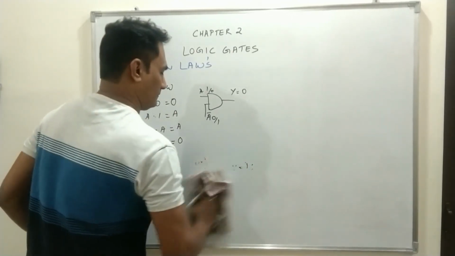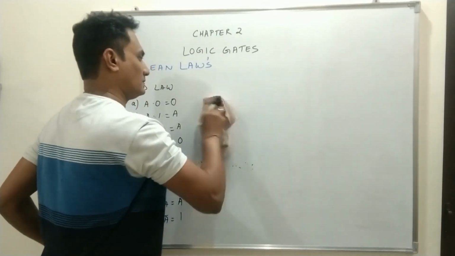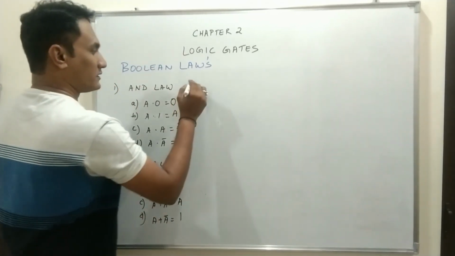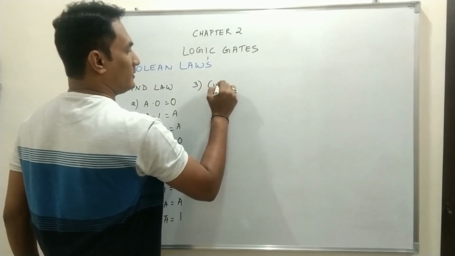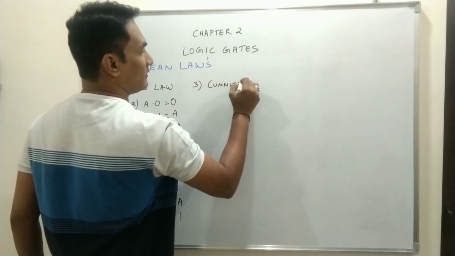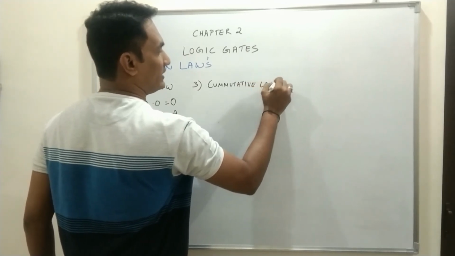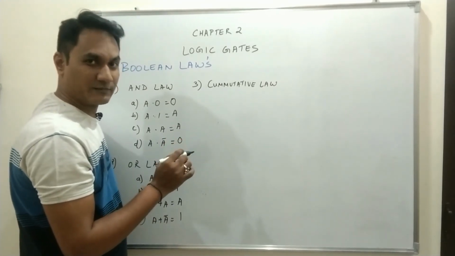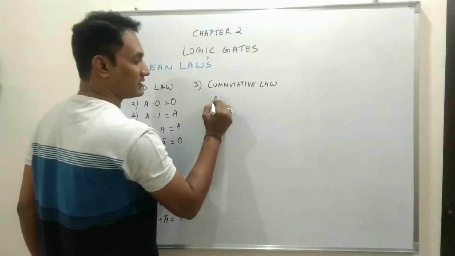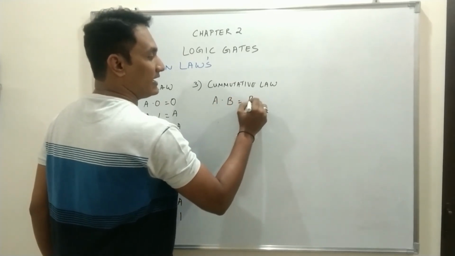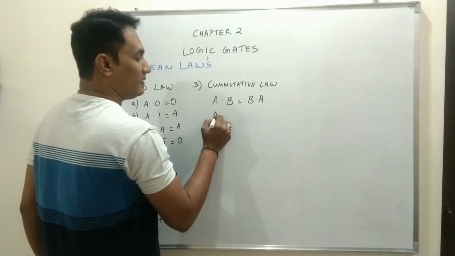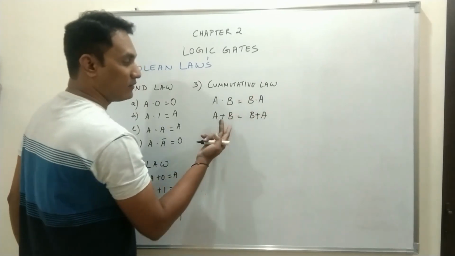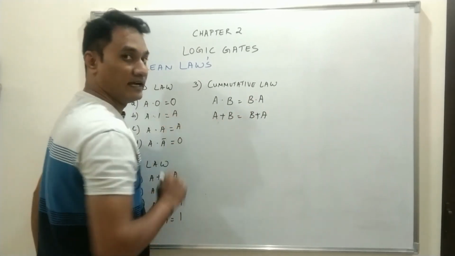Then the third law is called as commutative law. Commutative law allows you to change the position of the variables in an expression. Let us try to write the equation so that you can understand. A dot B can be written as B dot A. Similarly, A plus B can be written as B plus A. So commutative law allows you to change the position of the variables in an expression.